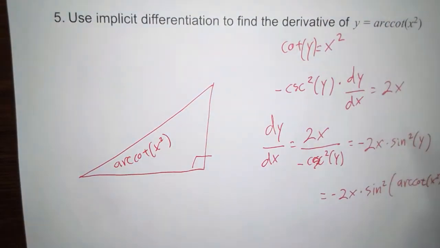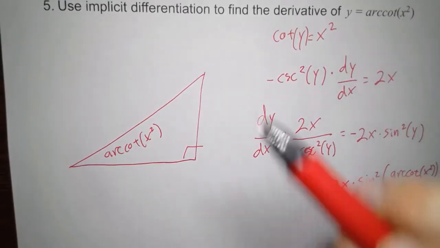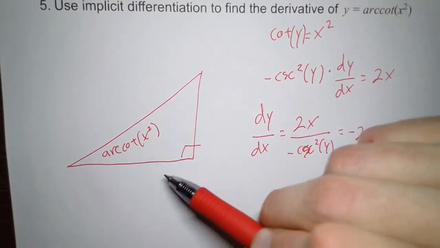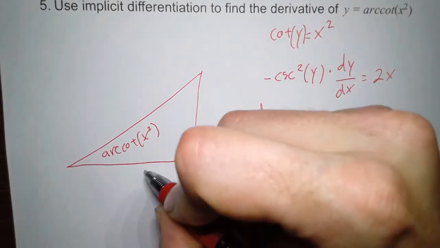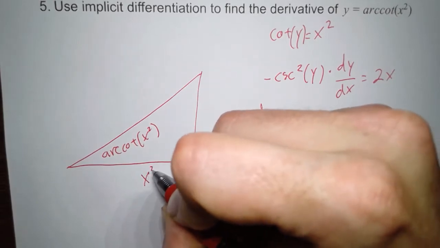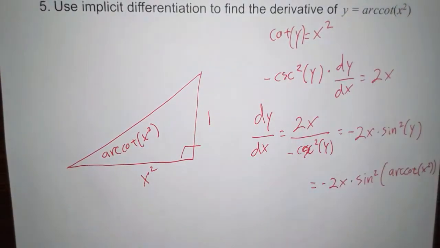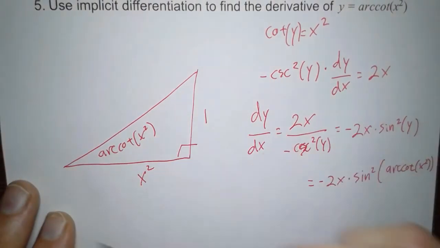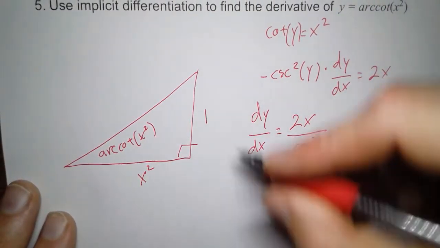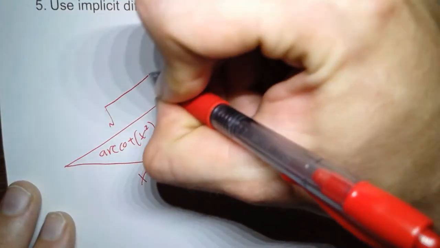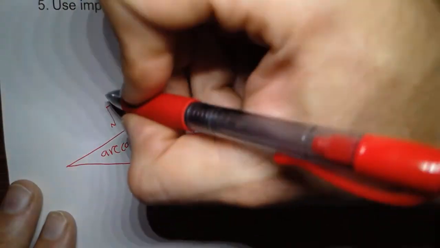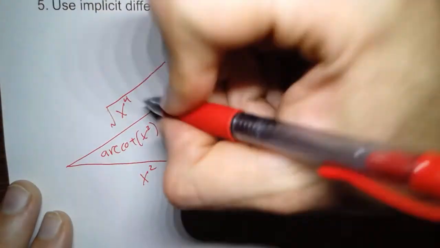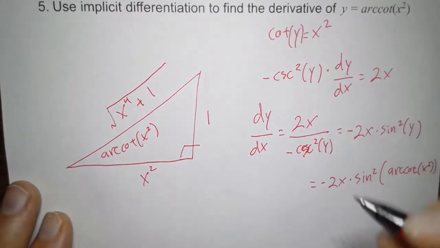Now, cotangent is the reciprocal of tangent. Tangent is opposite over adjacent, so cotangent is adjacent over opposite. So the adjacent side is x squared, that's over 1. Now we want sine of this right triangle, so we're going to need the hypotenuse. That's going to be the square root of x squared, squared, so that's x to the 4th, plus 1 squared, which is 1.